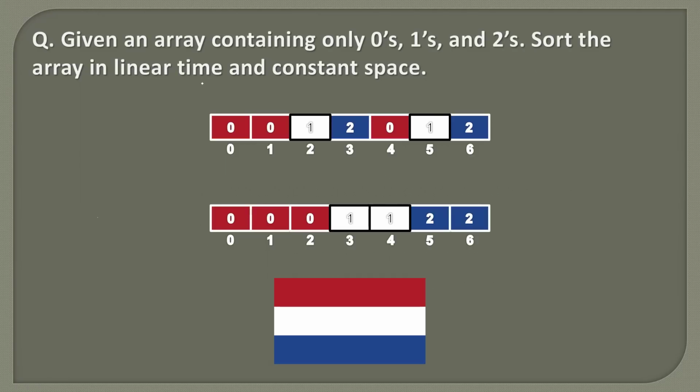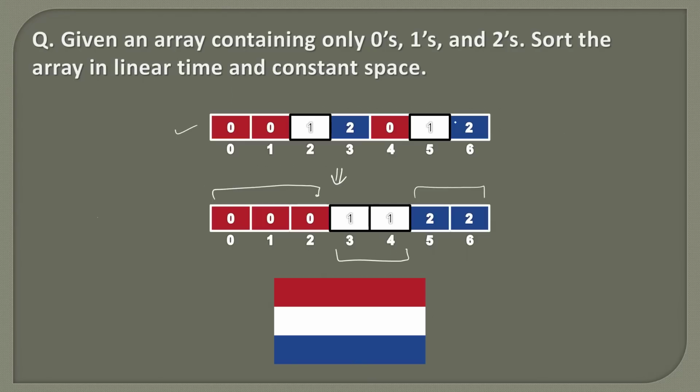So in this problem we are given an array containing only zeros, ones and twos. Let's say if we take this example, we have 0, 1, 1, 2, 0, 1, 2. These are currently random numbers, and when we actually sort them we get 0 at the start, 1 in the middle and 2 at the end. So it looks like Dutch national flag like this.